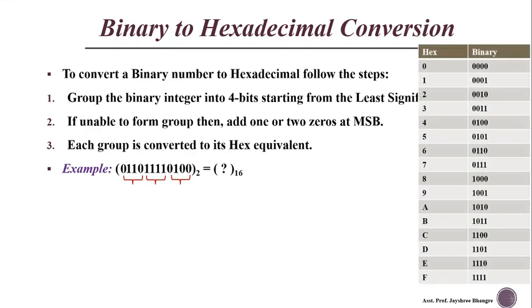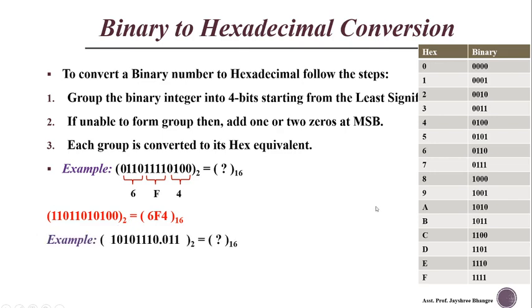So here the table is available. This first group, that is 0100, we can represent as 4. 1111 is nothing but F in hex, and 0110 is nothing but 6 in hexadecimal. To get the answer, we have to collect these numbers. So we get the hexadecimal number 6F4, that is equivalent to this given binary number.